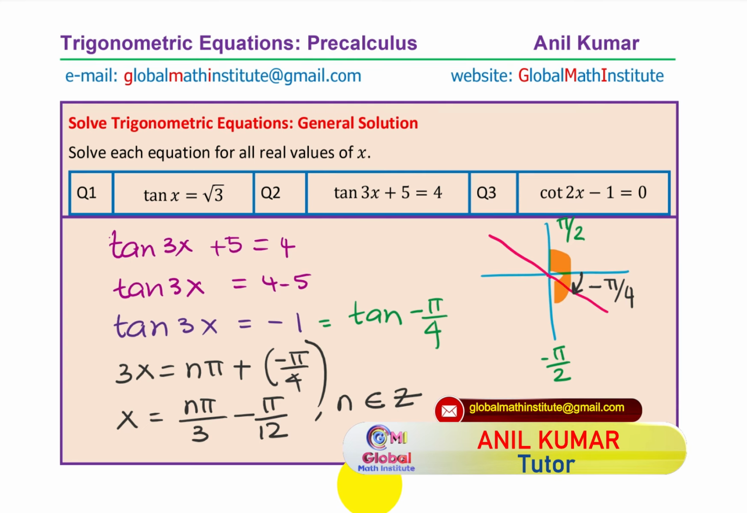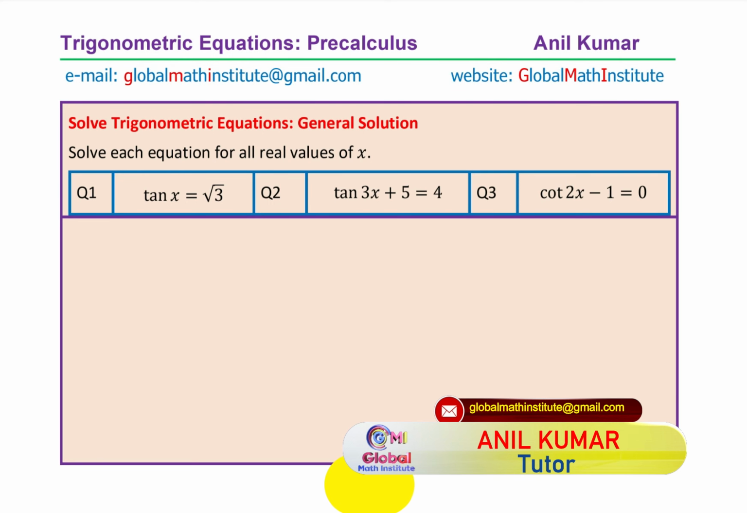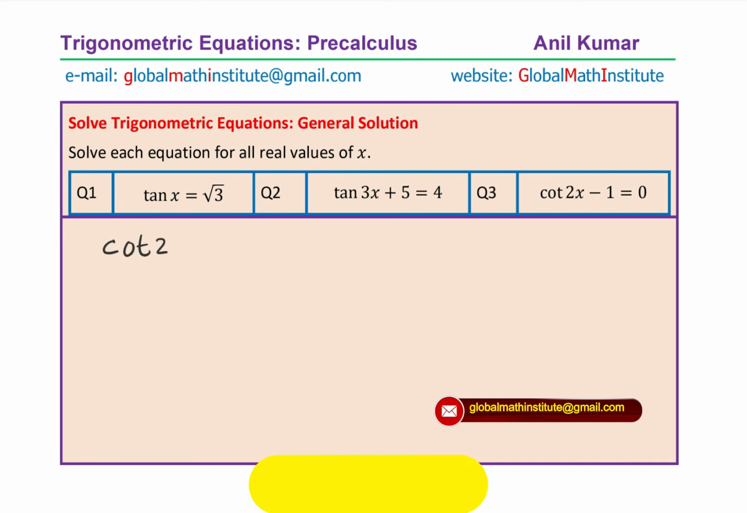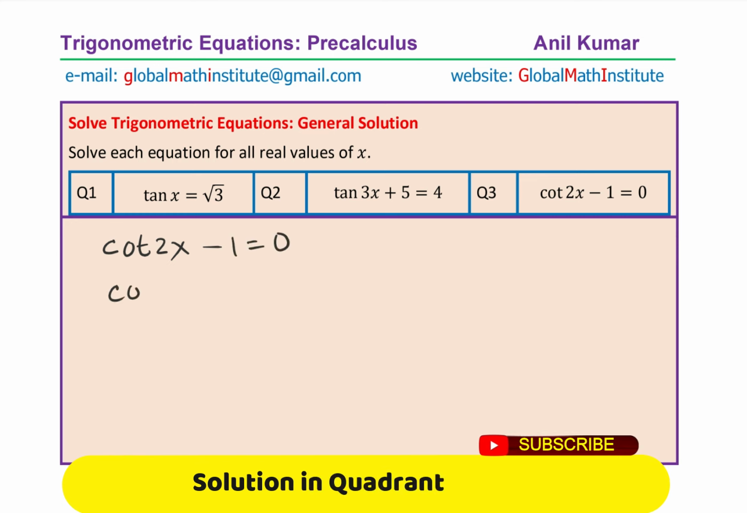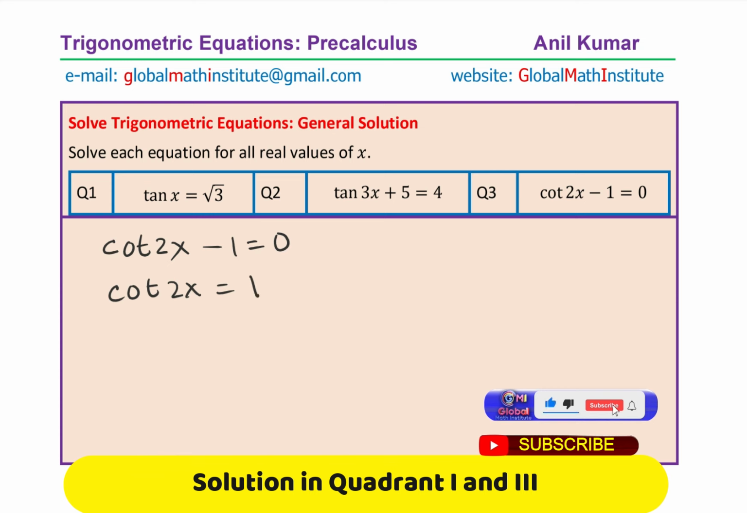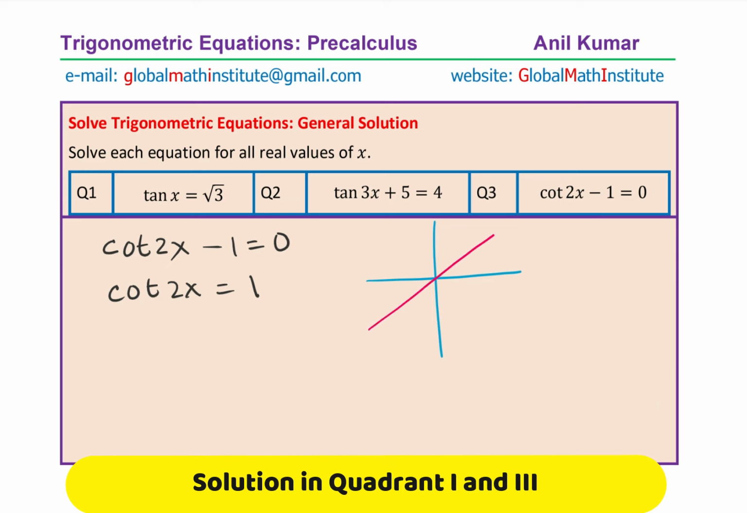Now, let's take up the last question, where we have cotangent 2x minus 1 equals 0. So rearrange: cot of 2x equals 1. I'd like you to pause the video and answer this question. You know clearly that the solution lies in quadrant 1 and in 3, and cotangent is 1 for pi by 4, right? So we have cot of 2x equals cot of pi by 4.